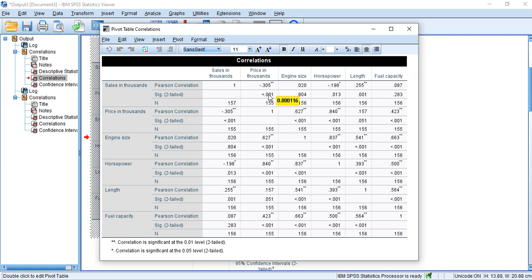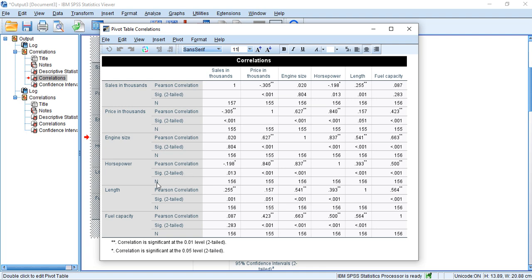So when you read about significance further, the value should be below 0.05 or 0.01 for that to be a relationship according to our confidence level, which shows that our results are significant. So in this case, it being below 0.001, it shows that there is a relationship between price in thousands and sales in thousands. So this is to show that the price of the cars will affect the sales.